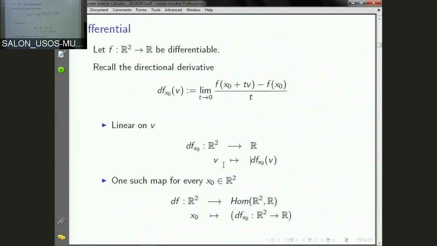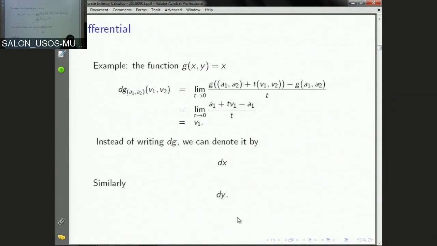I will make another abstraction because I said I can do this for every x0 in the domain. So what I get is another map, df, which for every x0 gives me the linear map df at x0. This df is already the differential, the exterior derivative of the function f. Let me give you a very simple example. I mean, this is when I run the risk of making everything seem trivial.